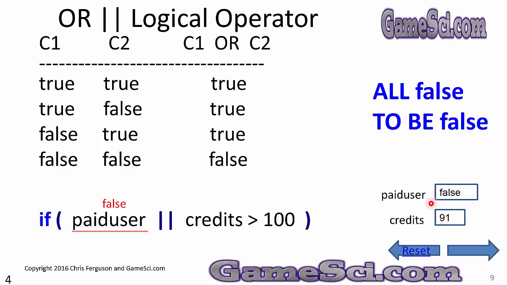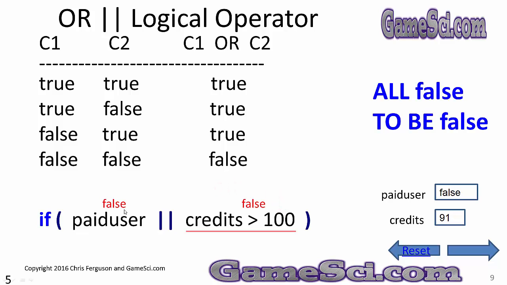You can see paid user now contains a false. You can see credits contains a 91. A different input. I expect this code to evaluate differently. First of all, the Boolean variable paid user is returning a false. That's not going to kill us. We still have the other side of the operand. Credits greater than 100. 91 greater than 100, however, is a false statement.